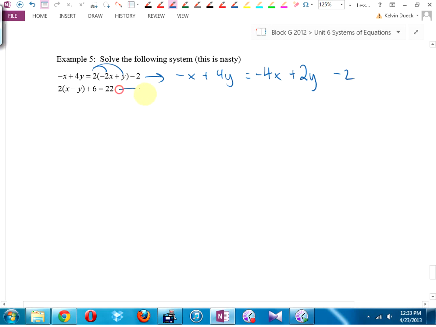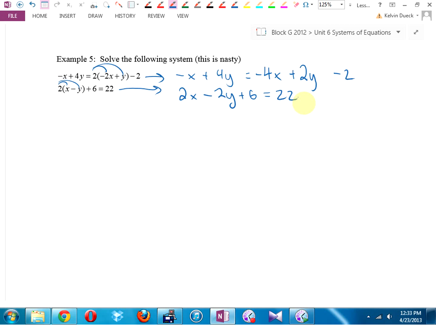And, yoink. It's going to be dunk dunk 2x minus 2y plus 6 equals 22. Now what?